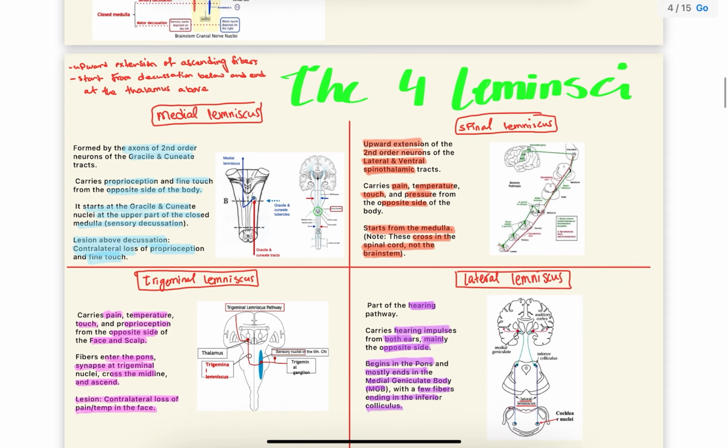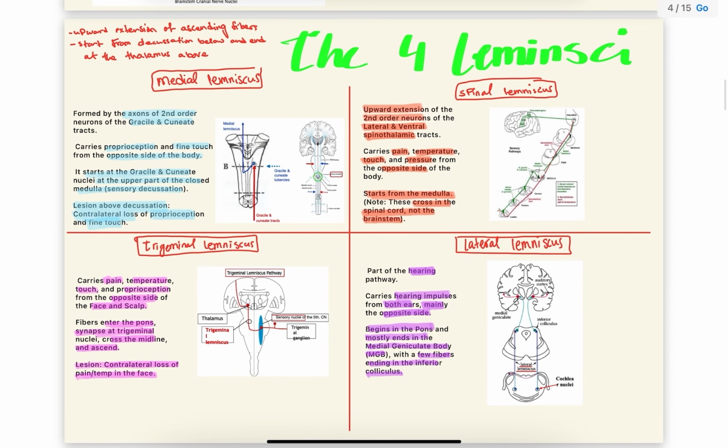Now let's dive more in depth with the lemnisci. I have four types of lemnisci: medial, spinal, trigeminal, and lateral. First of all, before we dive into it, what is a lemniscus? The ascending tracts or ascending fibers have an extension. Let's say this is the fiber. The extension that starts from the decussation and ends at the thalamus, we call it the lemniscus.